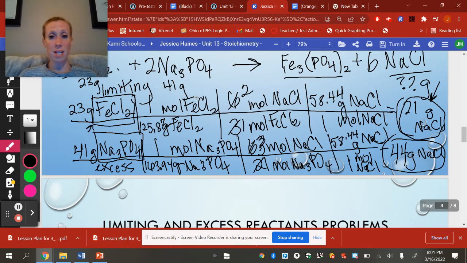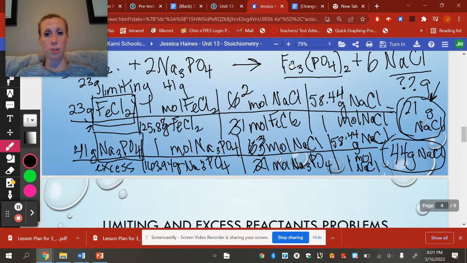So if the last question asked how much iron 2 phosphate is formed, you would have to build a bridge starting with your limiting reactant and going to that particular product, just like we did with the sodium chloride. It doesn't matter what the excess reactant does or how much of that product is formed from the excess reactant. It only matters starting with the limiting reactant. I hope that makes sense.